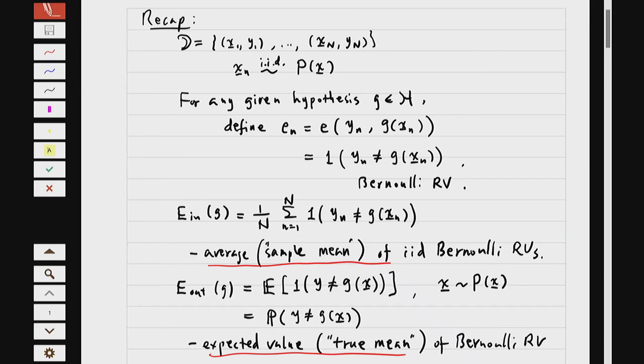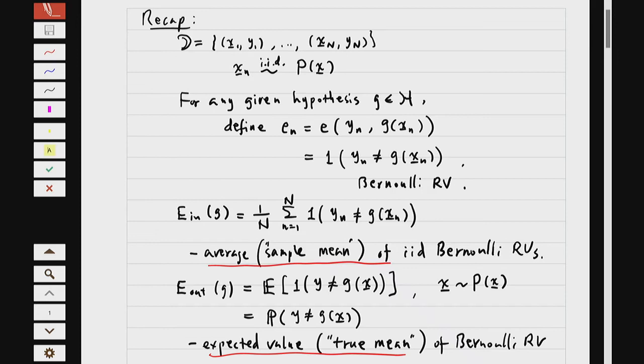In fact, because these data points are independently generated, whether you take 1 or 0, they're independent of each other, right? Okay? So you have an IID sequence of Bernoulli random variables, and it's just taking the average. So we know that this one is a function of random variables, right? It is the average of random variables. Therefore, E in is a random quantity. Itself is a random variable, yeah?